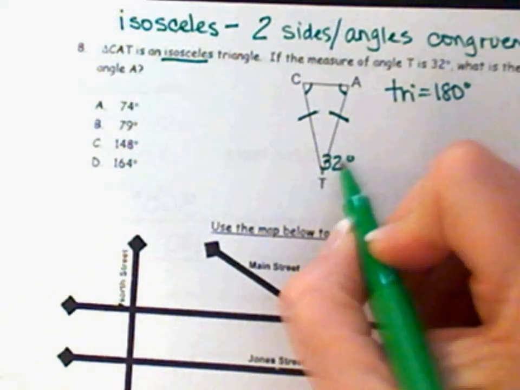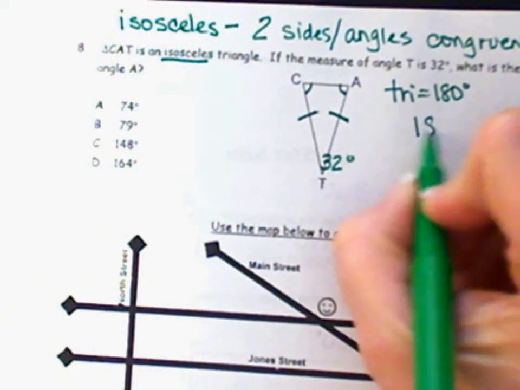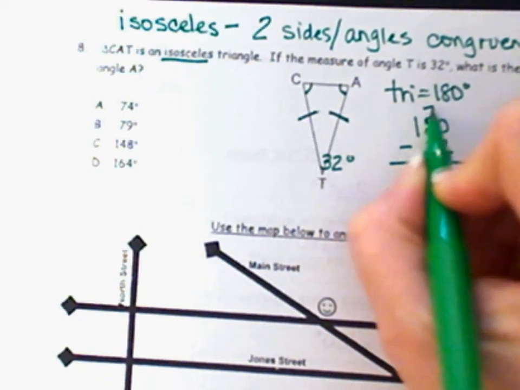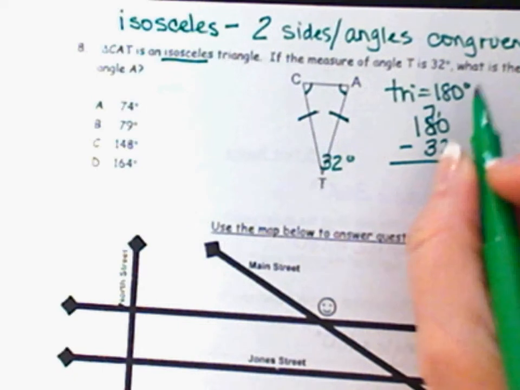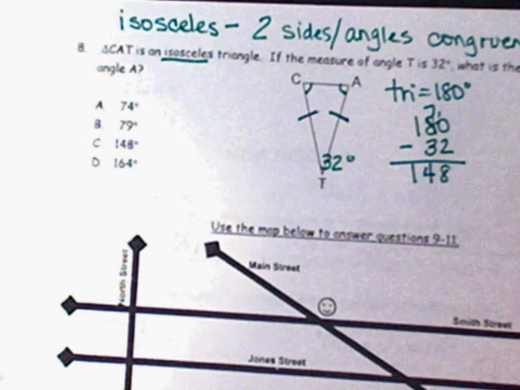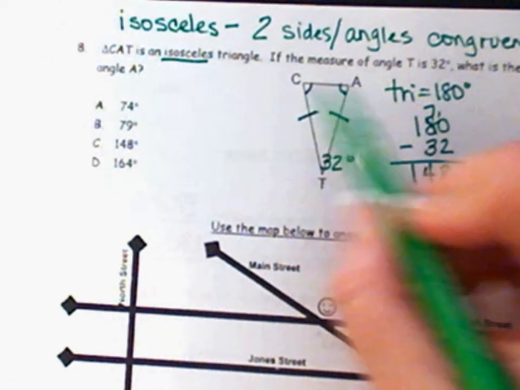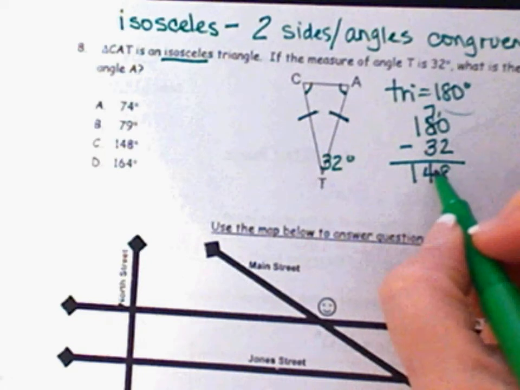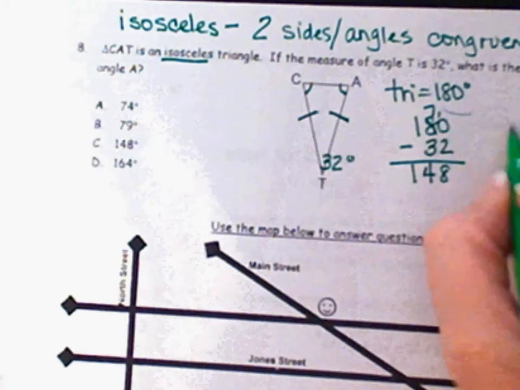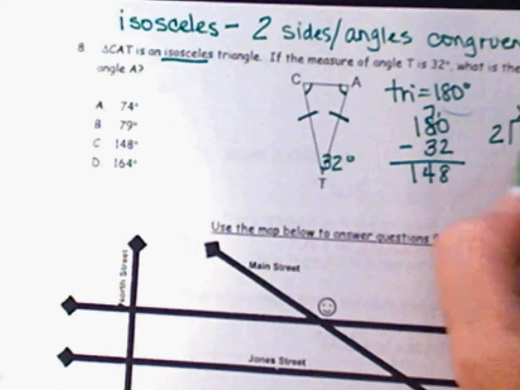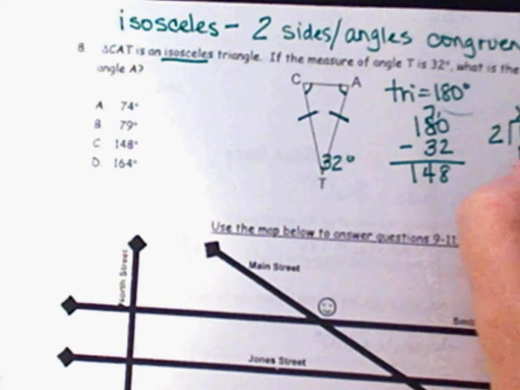So I know that a triangle adds up to 180 degrees. I have 32, so let's start there. 180 is what I need. I have 32. I'm left with 148. But remember, I have 2 angles. I don't want to put 148, 148. That's going to be way above 180. So I'm missing 148, but I'm also missing 2 angles.